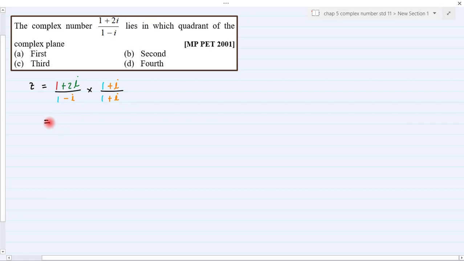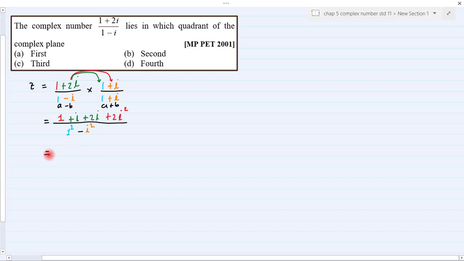So let's multiply. 1 with 1 will give us 1. Then 1 multiplied with i will give us i. Then 2i multiplied with 1 will give us 2i, and 2i into i will give us 2i². And in the denominator we have the (a - b)(a + b) form, which will give us the a² - b² form.